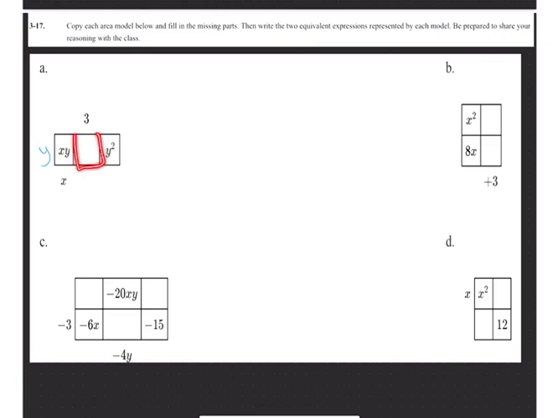What about this box? So to figure out the area of a box, it's length times width, right? So it would be this times this. So we know this one is 3 and this is y. So that's going to give us 3y.